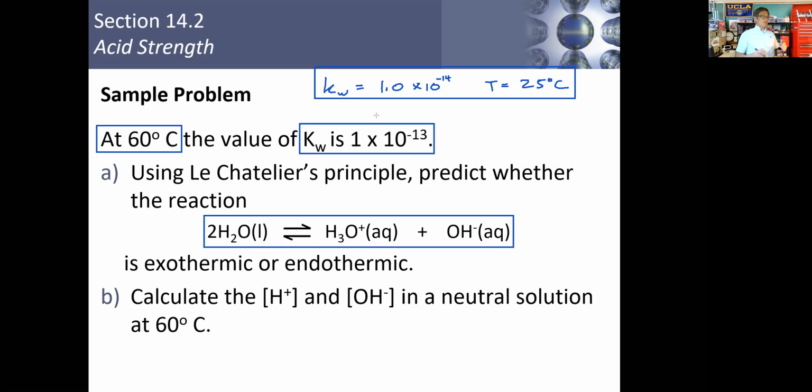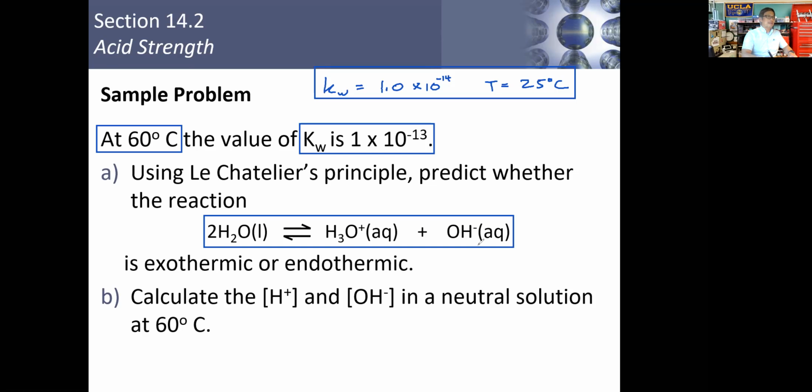So what they want us to do here, based on this value for kW at 60 degrees Celsius and this value of kW at 25 degrees Celsius, is determine whether this reaction is exothermic or endothermic. It seems like a fairly daunting task at first, but let's consider what we have. Let's analyze this question real quickly. We're told essentially that the temperature has increased, going from 25 degrees Celsius to 60 degrees Celsius.